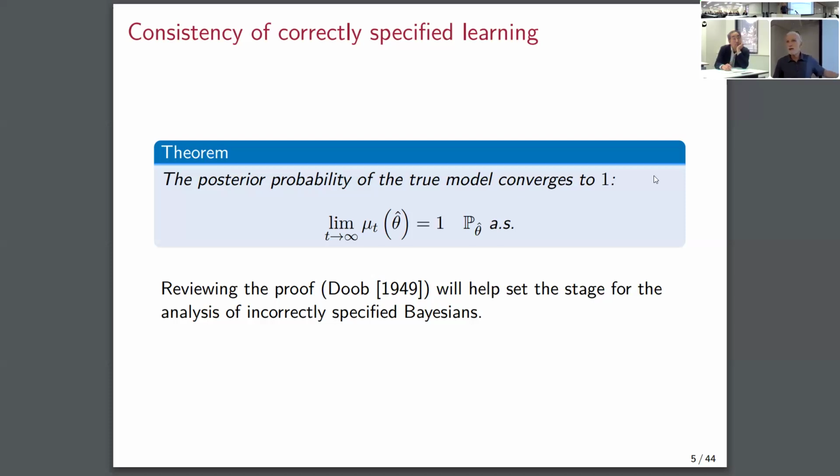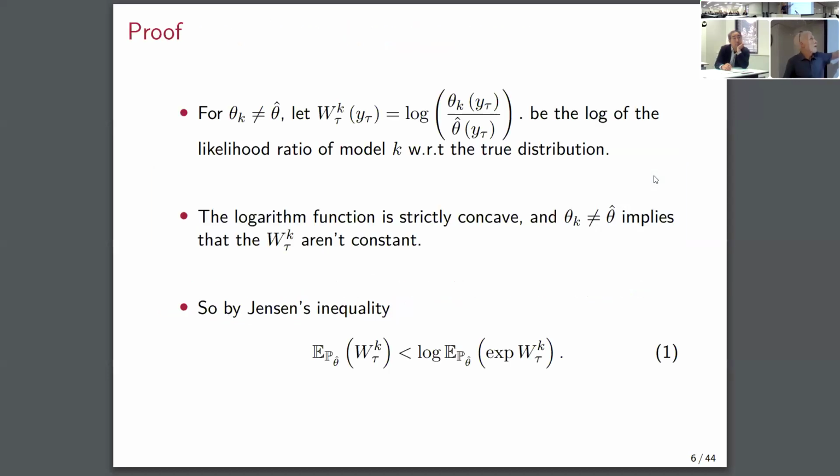And we're going to prove this to understand what happens. We're really interested in what happens when the agent's not correctly specified and theta hat's not in the prior, but first we're going to see what happens when they are correctly specified. Okay, so for any model theta k that's not the true model, let w super k sub tau of the history y tau be the log likelihood ratio of model k with respect to the true distribution. So it's the log of theta k of y tau over theta hat of y tau.